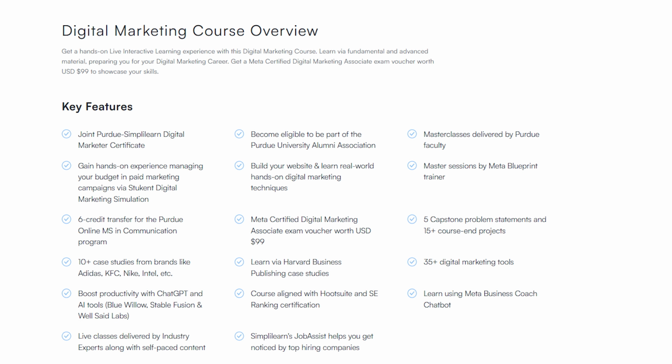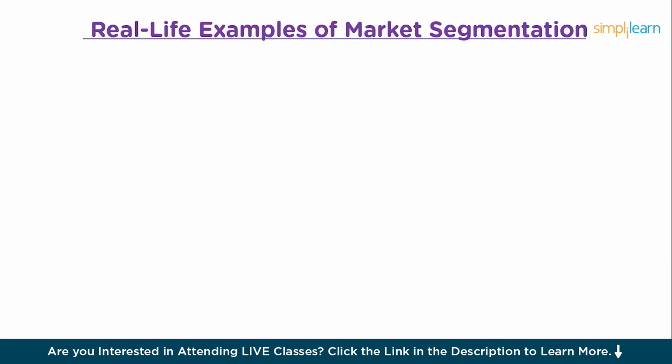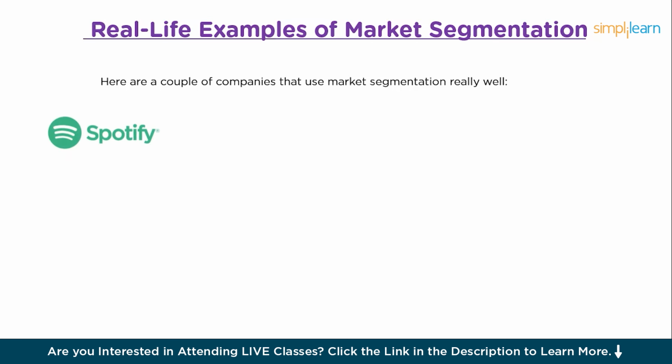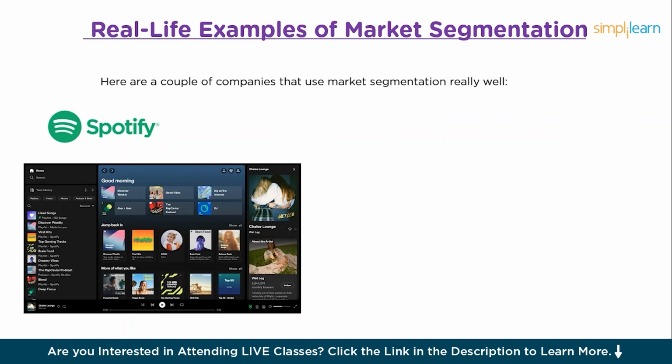Now let's have a look at the real-life examples of market segmentation. Here are a couple of companies that use market segmentation really well. At first we have Spotify. You must have used this app, of course. Spotify uses behavioral segmentation, which is based on what you listen to. They create personalized playlists like Discover Weekly just for you. The more you use it, the better it gets at knowing what you actually like.